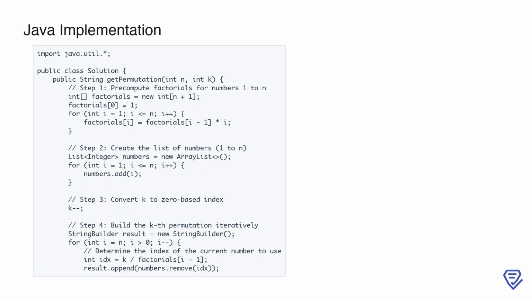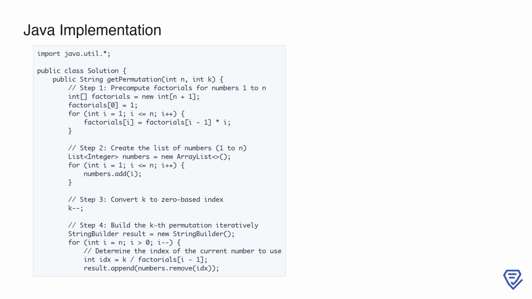To solve the problem of finding the kth permutation sequence, we start by pre-computing the factorials for numbers from 1 to n. This is essential because factorials help us determine the number of permutations for each subset of numbers, allowing us to navigate through the sequence efficiently. Here, we initialize an array called factorials, where factorials[0] is set to 1, and then iteratively calculate the factorials for all numbers up to n.